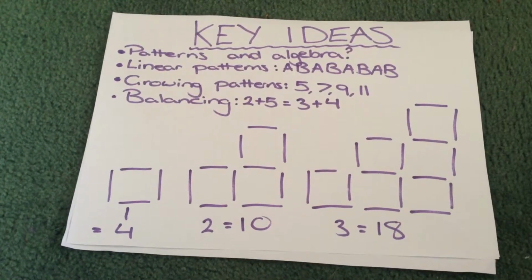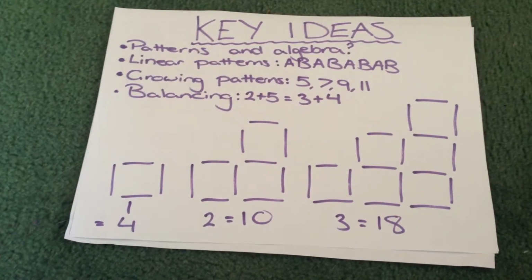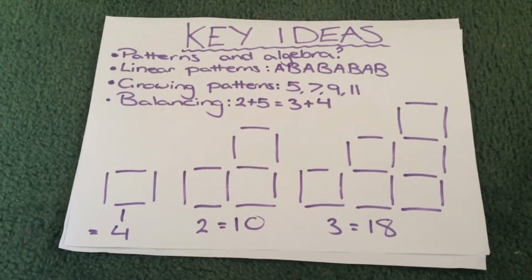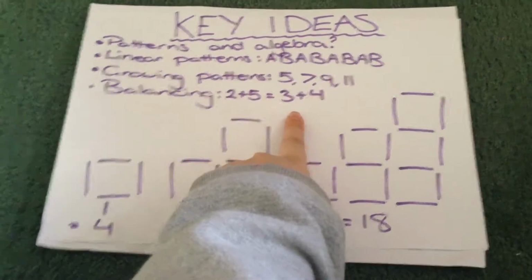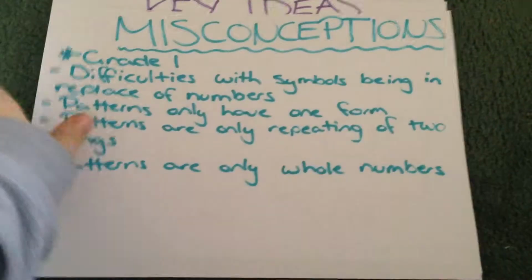Something else to look at is balancing. This shows students that an equal sign means that the two sides are equal to each other. So not just that 2 plus 5 equals 7, but also 2 plus 5 is the same as 3 plus 4. This is a good concept for the students to understand.